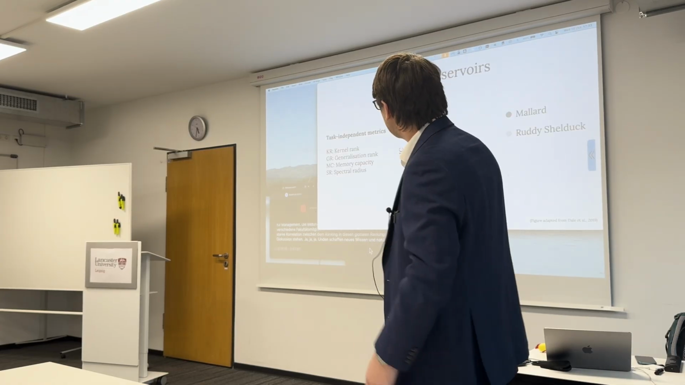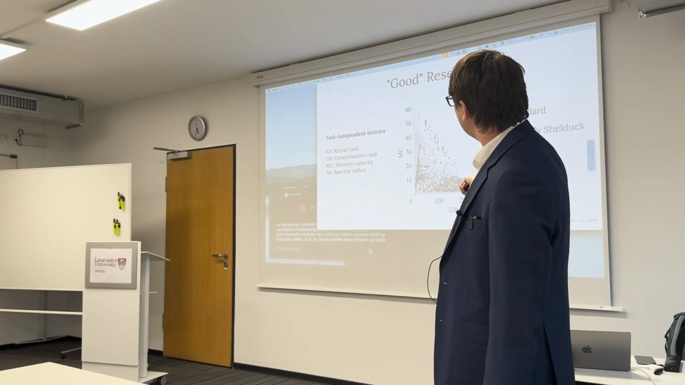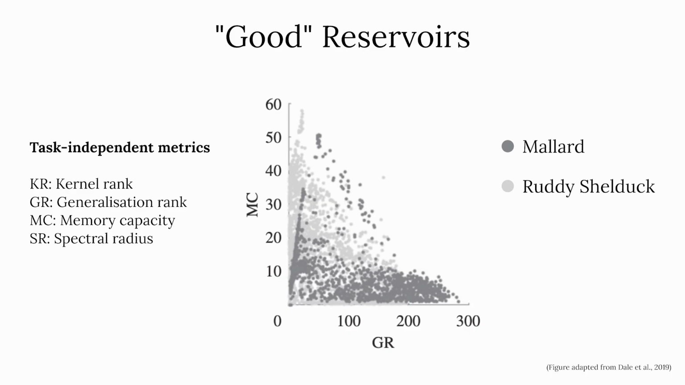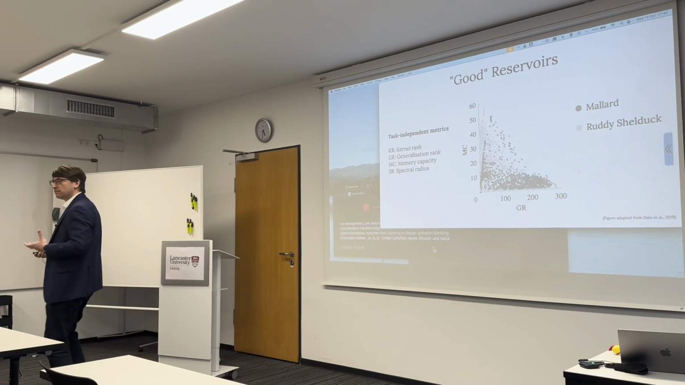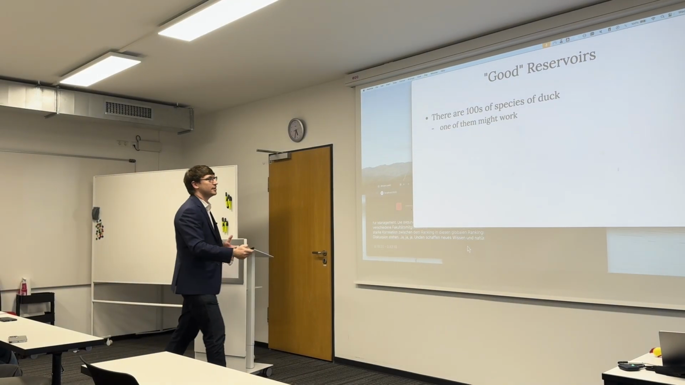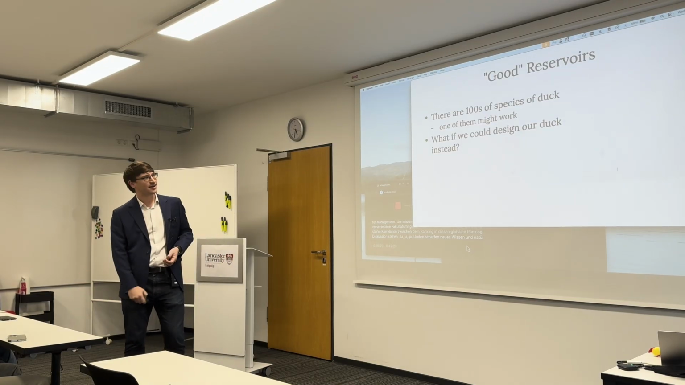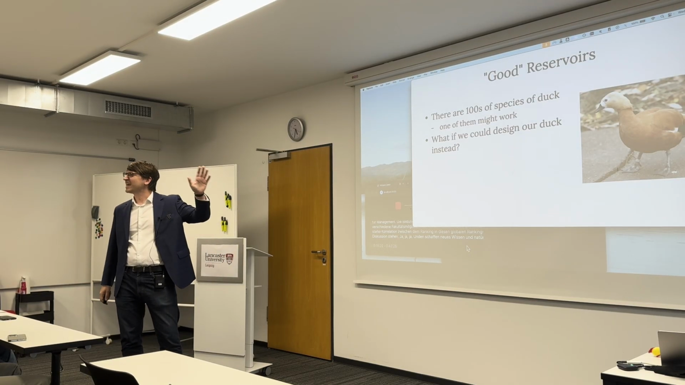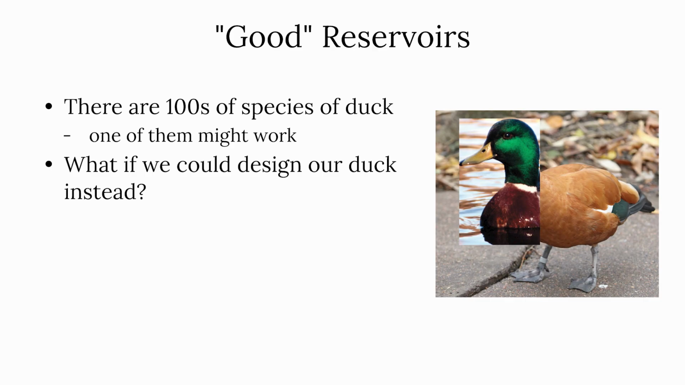Let's say what we actually wanted, for the sake of argument and because I know what the next slide is, we wanted a bit of the mallard from here and a bit of the ruddy shell duck from here. Maybe we wanted the kernel rank of the mallard, the generalization rank of the ruddy shell duck. But we can't get them in the same duck. Well, you're going to see some fantastic Photoshop skills in a minute. What if we could design our own duck? What if we could take the ruddy shell duck and carefully graft on the head of our mallard? Maybe this would solve our problem.